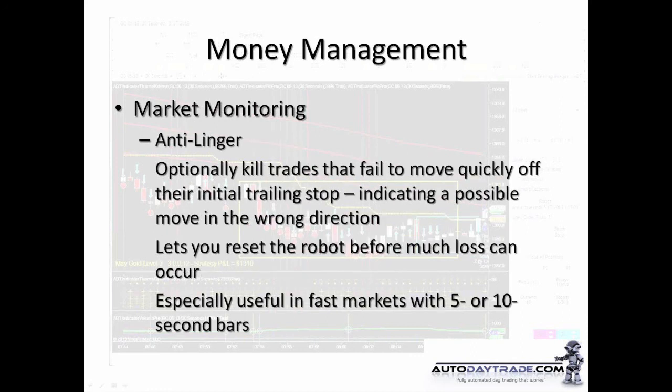Another feature that we provide is called anti-linger. You can optionally kill trades that fail to move quickly off their initial trailing stop, indicating a possible move in the wrong direction or just a lazy market. It lets you reset the robot before much loss can occur. It's especially useful in fast markets with a 5 or 10-second bar.